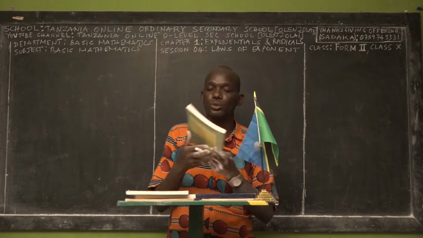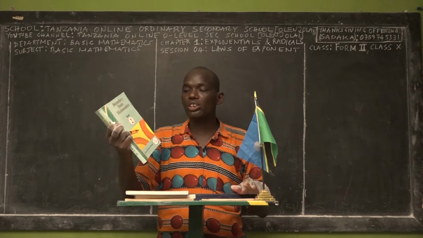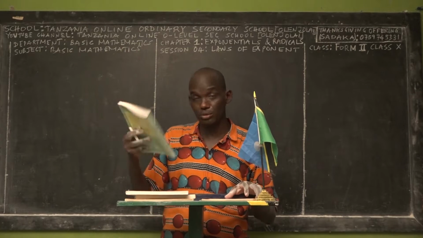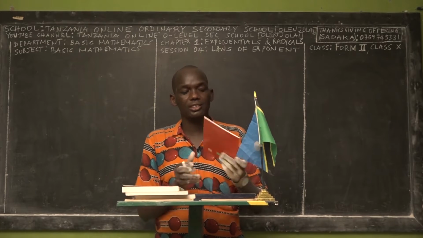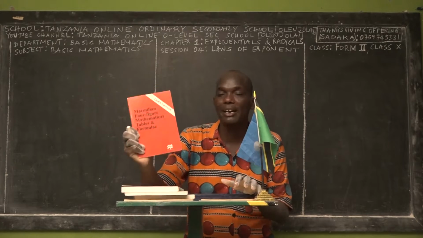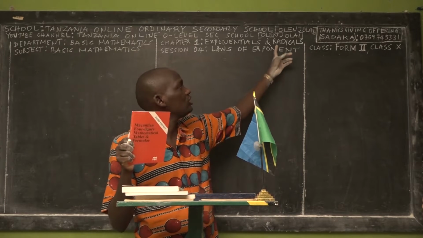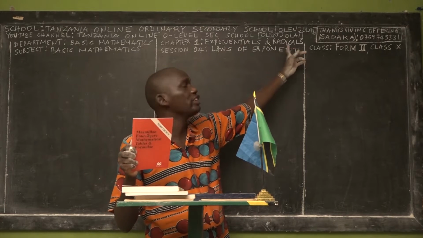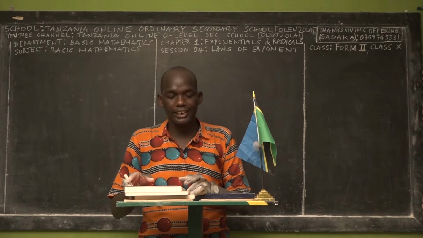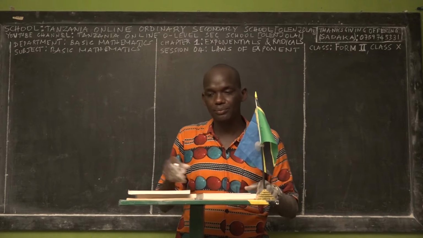Another reference book is the Secondary Basic Mathematics Book 2. This is the book you are going to use for all of these contents. Another is the small book called Maximilian's Four-Figure Mathematical Tables and Formulas. We'll use this book in the next subtopic, called radicals. All of this, you can get as soon as you need them.